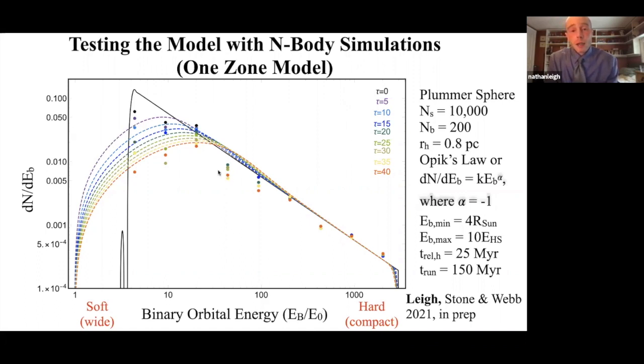What we find is that the agreement between our analytic model, shown by the dashed lines, and the n-body simulation, shown by the data points, is generally quite good at the wide and compact ends, but we systematically underpredict the number of binaries in the simulations by a factor of about 2 relative to our analytic predictions. So let's see how we can improve upon this by going to a two-zone model where we allow for binaries to flow in and out of the cluster core, and if we can improve the agreement in this region.